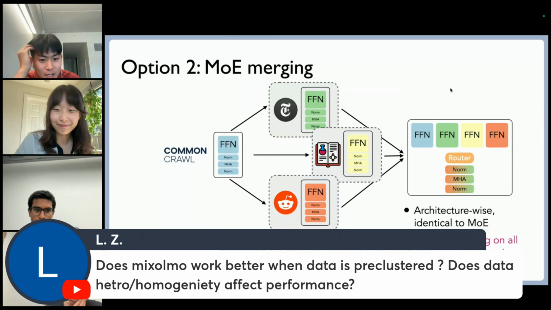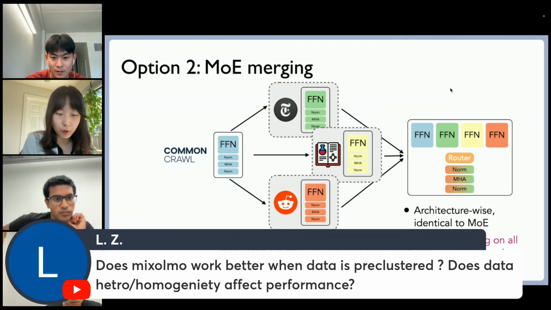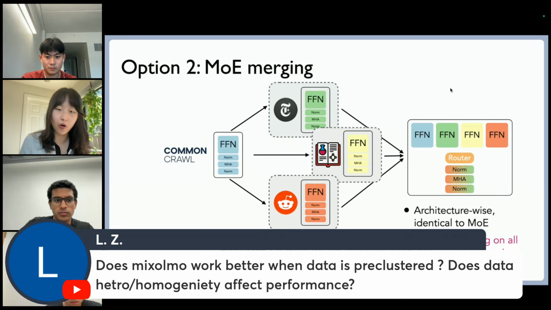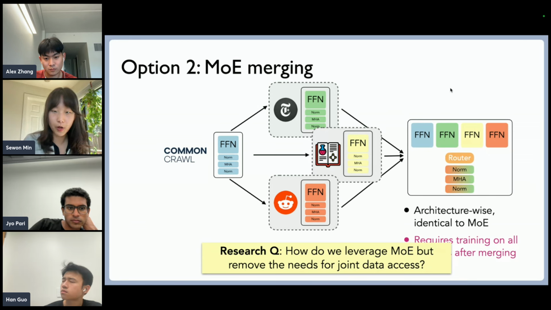So LZ asks, basically, does this setup in general, option 1 or option 2, work better when the data sources are pre-clustered, and is there some sense of homogeneity or heterogeneity in the data that affects performance, or was this studied at all? I see. That's a great question. So in our setup, we assume the data sets are independent from each other based on the sources. For instance, we consider all Reddit data as one data set and all PDFs as one data set, things like that.